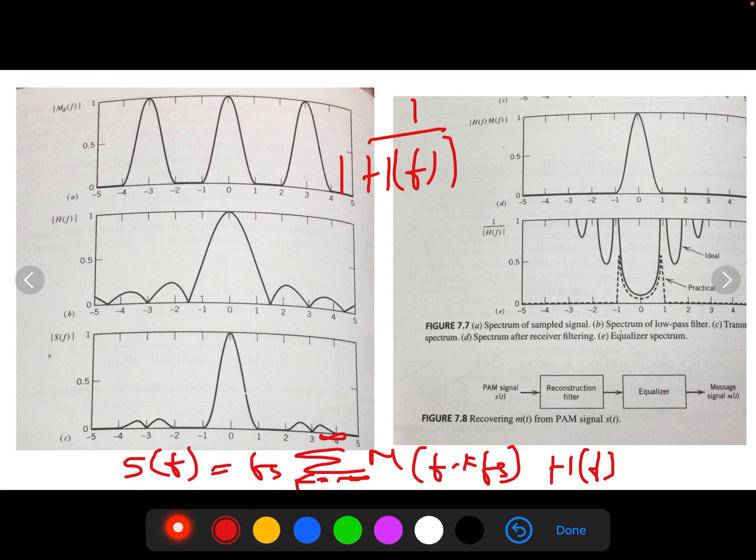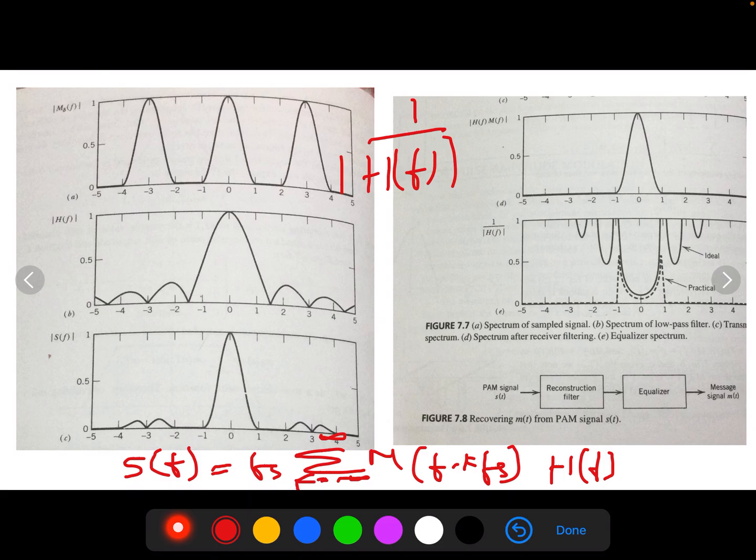While doing the sampling in order to get PAM, we need to be very careful about two conditions. One is the instantaneous sampling, and the other one is the duration of each sample. Keeping these two in mind, we need to get the sampling done.